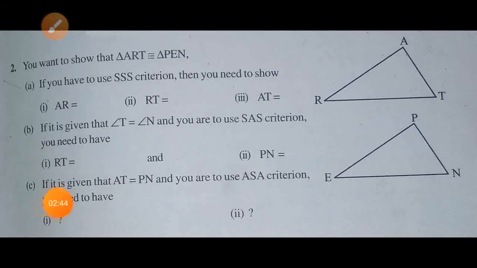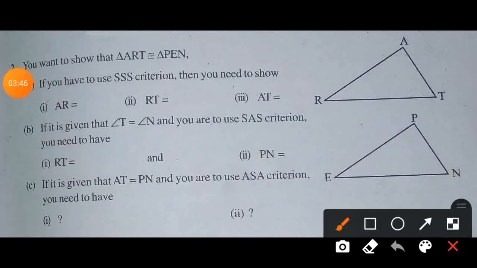Now the part C, if it is given that AT equal to PN and you are to use ASA criteria, you need to have, this is AT equal to PN. This is given and we are using here ASA. So two angles are needed because one side is already given. Putting this criteria ASA, we are writing here RAT. This is angle RAT is equal to angle EPN.